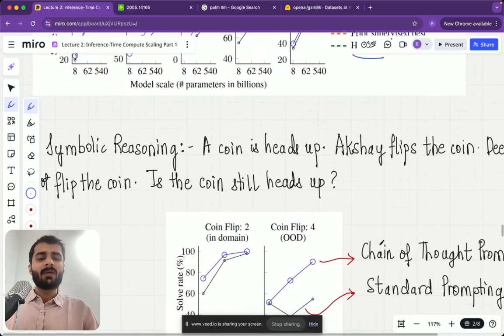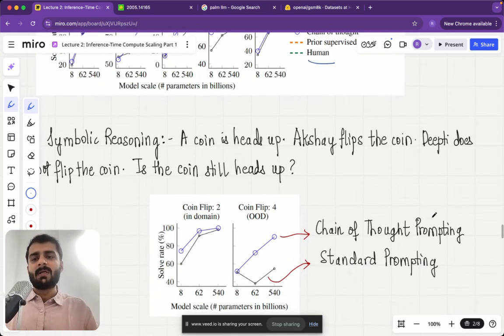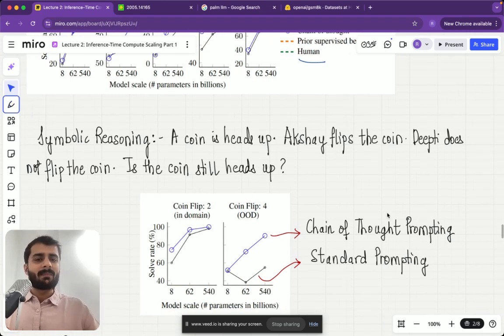And then we come to symbolic reasoning. Symbolic reasoning is an interesting terminology because it is used to define problems like these. A coin is heads up. Akshay flips the coin. Deepti does not flip the coin. Is the coin still heads up? So we know the answer is false to this, right? Because now we know that the coin is tails up. But it turns out that LLMs are not very good at answering these symbolic reasoning type of questions, and they make errors.